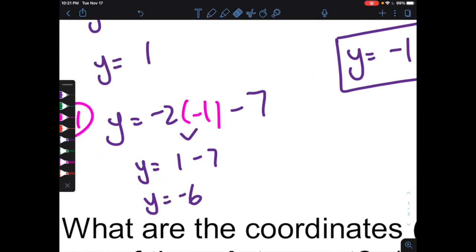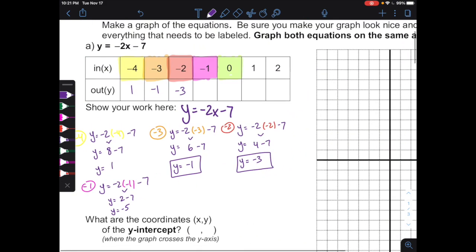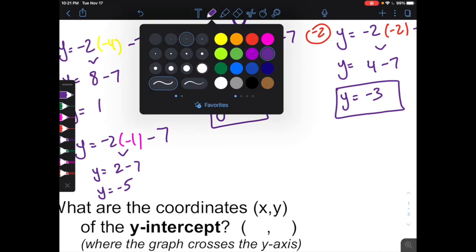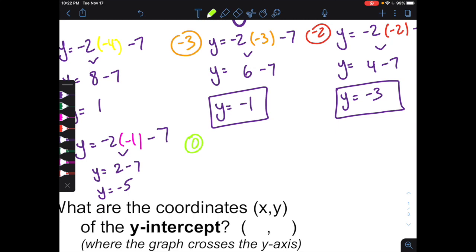Yep. What is negative? Wow, it's really late. What's negative 2 times negative 1? Hopefully you're able to say positive 2. And 2 minus 7 is negative 5, not negative 6. Negative 5. 0. Oops, wrong color. y equals negative 2 times 0 minus 7. y equals 0 minus 7. y equals negative 7.